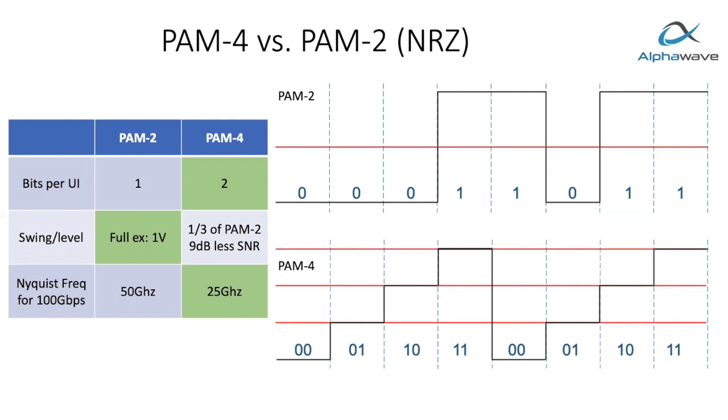So why would you want to do that? Well, one of the reasons is in the same amount of UI, you get 2 bits of information. So you've actually doubled your data rate while keeping the Nyquist frequency at a lower Nyquist frequency. So for example, if you're doing 100 gigabits per second data rate, and we're doing PAM2, your Nyquist frequency for that signal would be 50 gigahertz. And for PAM4, it's cut in half all the way down to 25 gig.